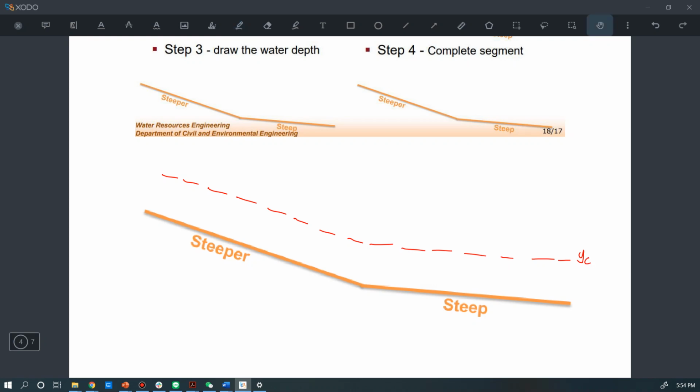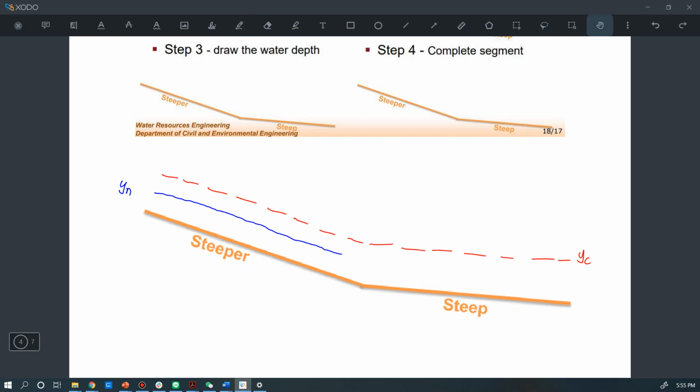Now we want to plot the normal depth. Change the color again. Okay, so because this is a steep slope, and for the steep slope, we have the normal depth that is lower than the critical depth. Because for the steep flow, we usually have the supercritical flow, which has the water depth lower than its critical depth. Okay, so let's say this solid blue line is the normal depth for the first section.